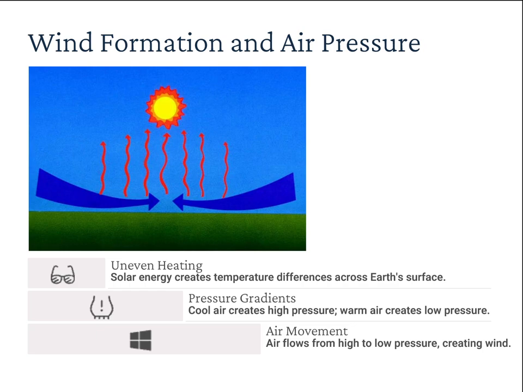As warm air rises, cooler air rushes in to replace it. This movement sets up convection cells and global circulation patterns. These pressure gradients and movements form the basis of everything from light breezes to powerful storms.